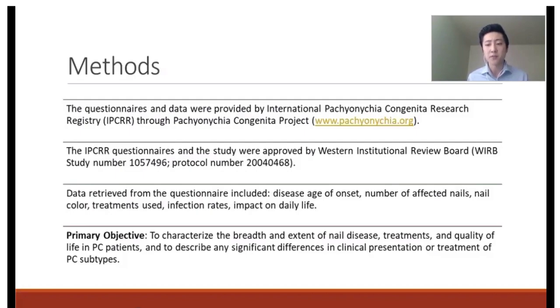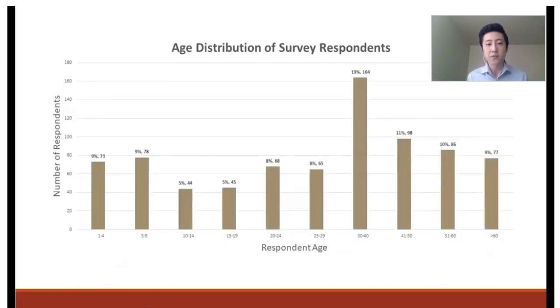Our primary objective was to characterize the breadth and extent of nail disease, treatments, and quality of life in PC patients, and to describe any significant differences in clinical presentation or treatment of PC subtypes. This graph is just showing the survey responses. As you can see, survey responses were evenly distributed in sex and age.